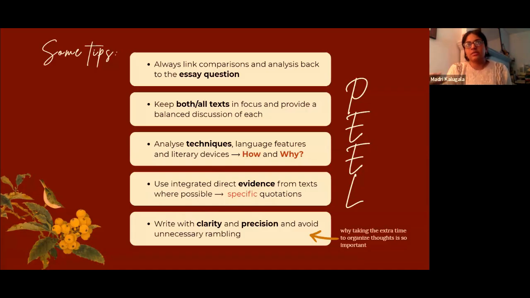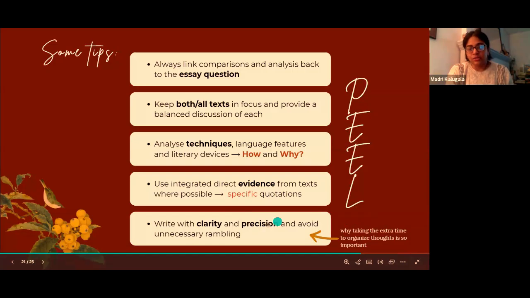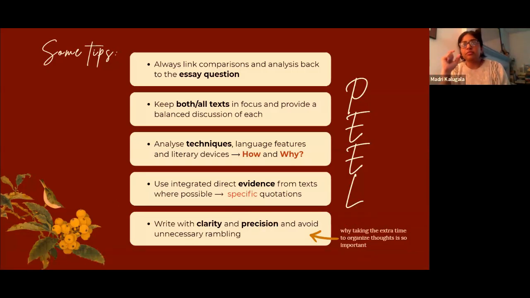I know it's not as easy as it sounds. Sometimes when we're writing, we want to put everything together and write about a lot of things, because our ideas are overflowing in our head. But this is why it's so important to take the extra time to organize your thoughts, even if it takes you 3 to 4 to 5 minutes to first organize your thoughts, jot them down and do the brainstorming and the mapping.